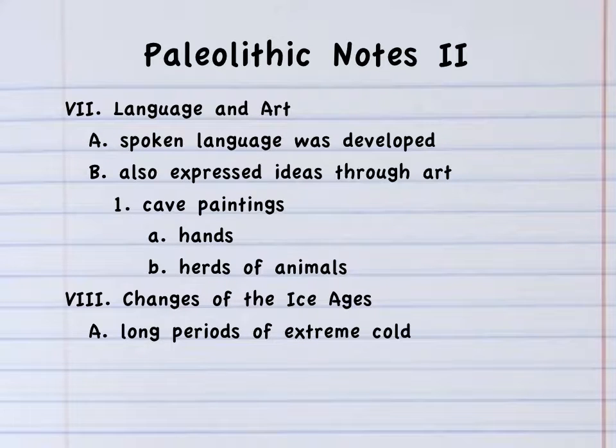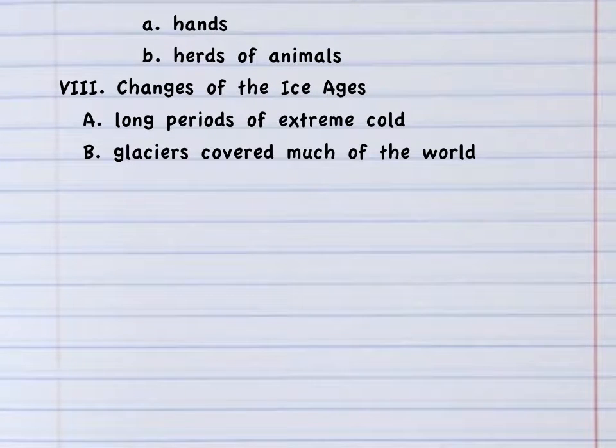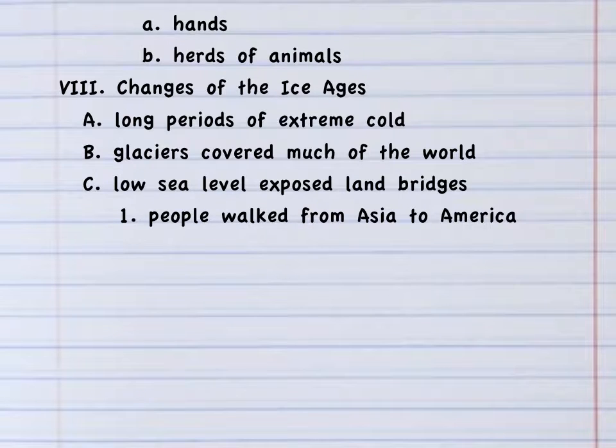Now, changes of the ice ages. An ice age is a long period of extreme cold, a time when glaciers covered much of the world. So much water in the ocean was actually tied up in glaciers on land that it caused the sea level to drop, and that low sea level exposed land bridges. Land bridges actually allowed people to walk from Asia over to the Americas.